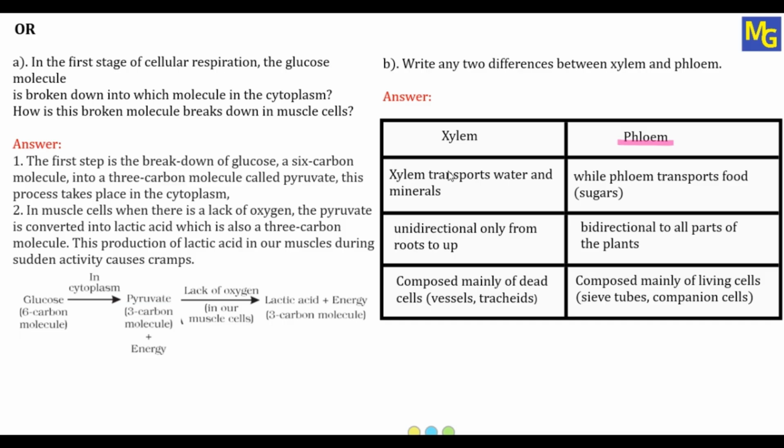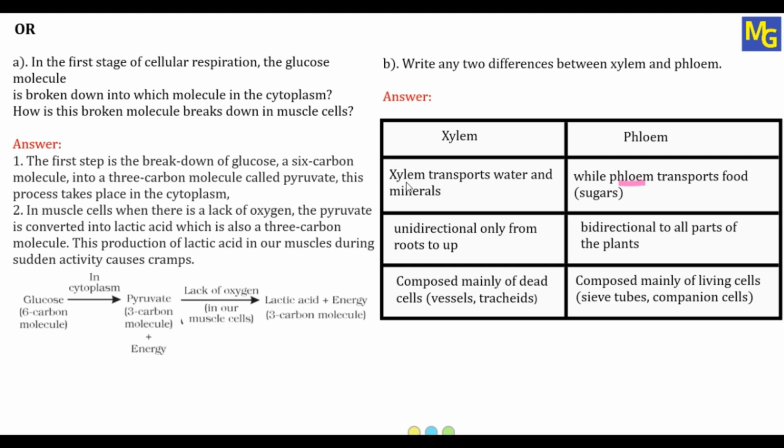So xylem transports water and minerals. Exactly in the same way, but in the opposite, we have to answer for the phloem. We should not mix the points, like here you are telling the function of the xylem, and on this side you are telling the structure of the phloem. Should not do like this. If you are writing the function on this side, then you should write the function of phloem on this side. That is called a difference.